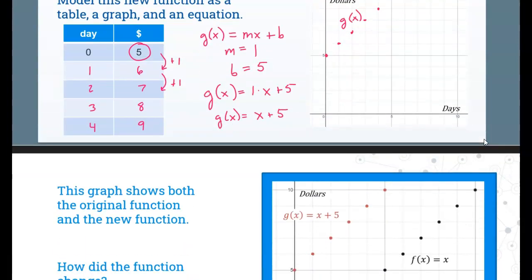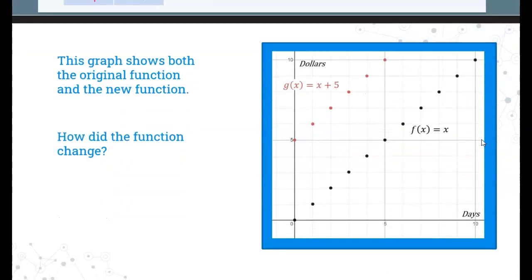So now let's compare those two functions and see what happened. This was our original function, f of x equals x, and this is our new function here. We call this g of x equals x plus 5. We're asking, how did the function change? What happened to the function here? So if we look at the y-intercept and the y-intercept here, how did that change on the graph?